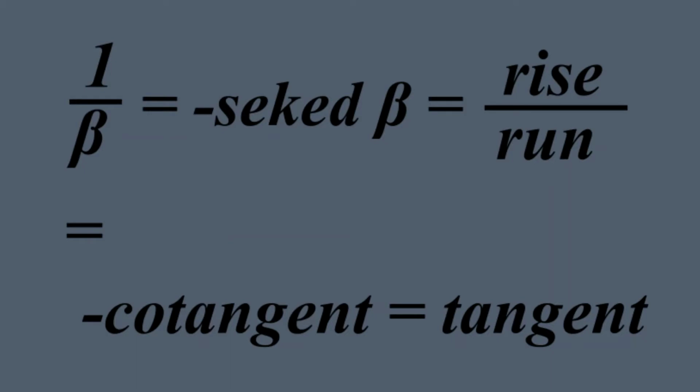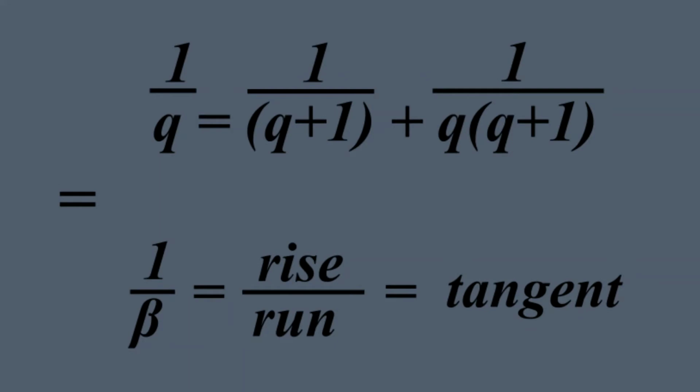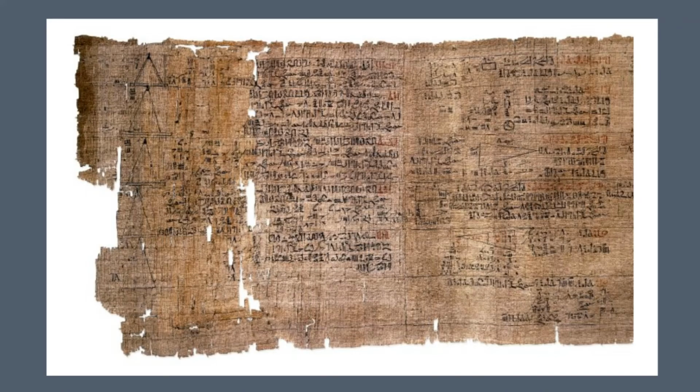Taking the reciprocal of the cotangent yields the following: 1 over beta equals negative secant beta equals negative run over rise, which is equivalent to negative cotangent, which is equivalent to rise over run, which is equivalent to the tangent. Since 1 over beta is a unit fraction, it is a simple matter to equate 1 over beta with 1 over q. Therefore, 1 over beta equals 1 over q equals 1 over q plus 1 over q times q plus 1, which equals the tangent.